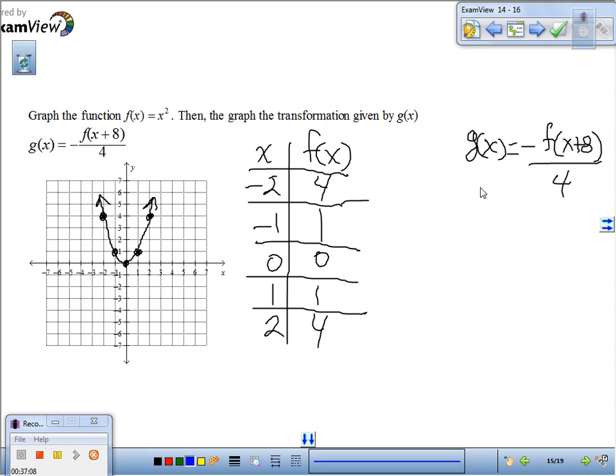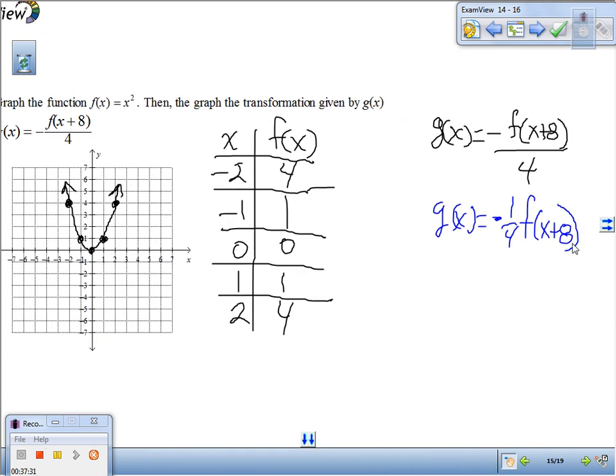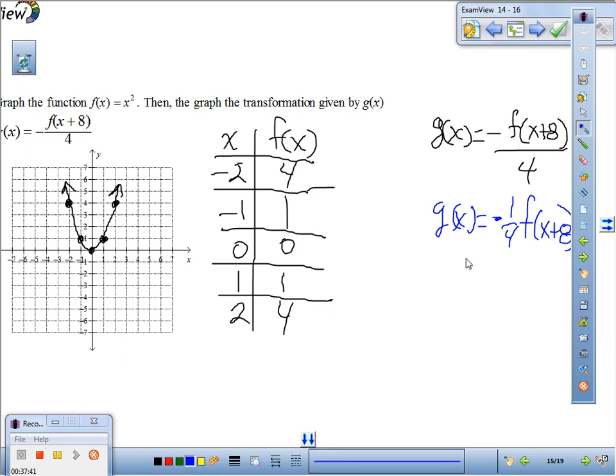All right, here we go. What do we have? G of x equals -1/4 f of x plus 8. Hands up if you got that. By looking at it, which is the easiest transformation? The plus 8, is that correct? We're going to move it 8 steps to the left. So what do we need to worry about then? We need to worry about -1/4 f of x.